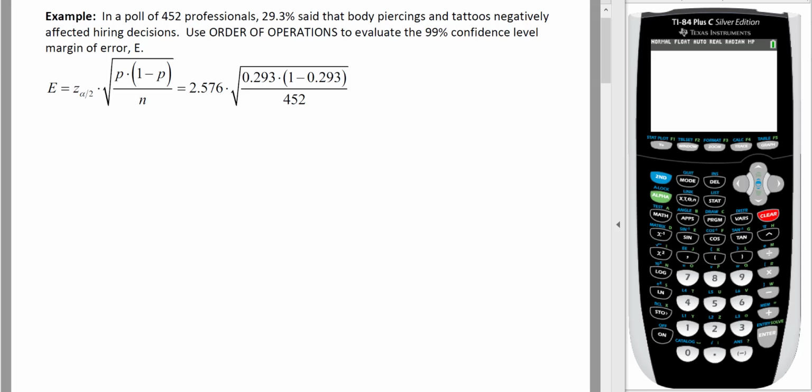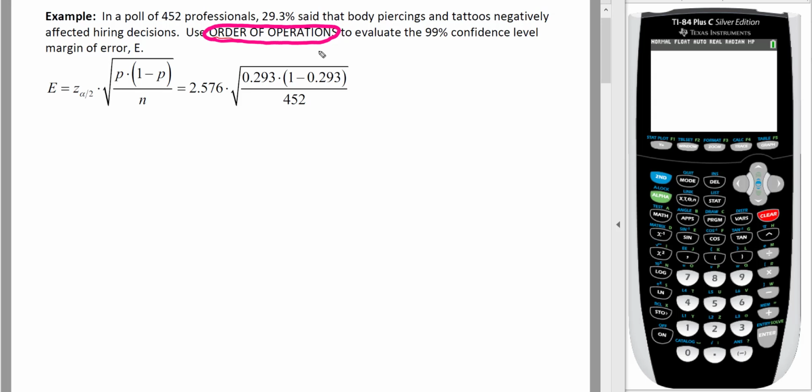In this video, we'll use the order of operations in the margin of error. In a poll of 452 professionals, 29.3% said that body piercings and tattoos negatively affected hiring decisions. Use, again, the order of operations to evaluate the 99% confidence level margin of error E.